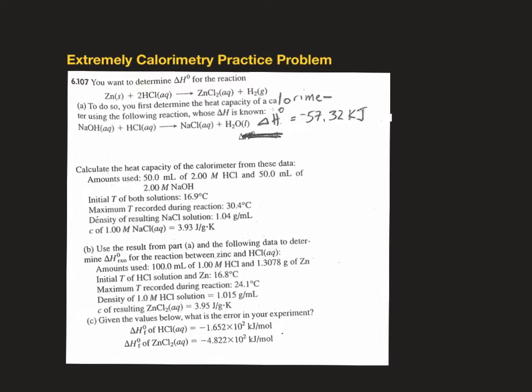And to do so, you must first determine the heat capacity of a calorimeter using the following reaction, whose delta H is known. So when you mix sodium hydroxide and hydrochloric acid, both of which are aqueous solutions, you produce sodium chloride and additional liquid water. Notice that delta H is negative, so what that's telling us is this is an exothermic reaction and that heat is a product.